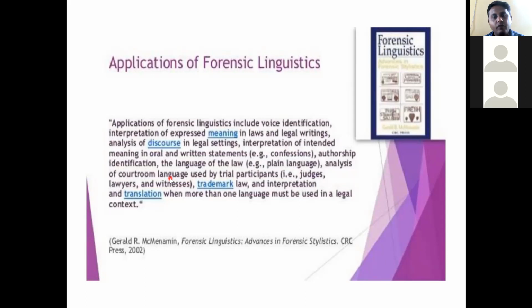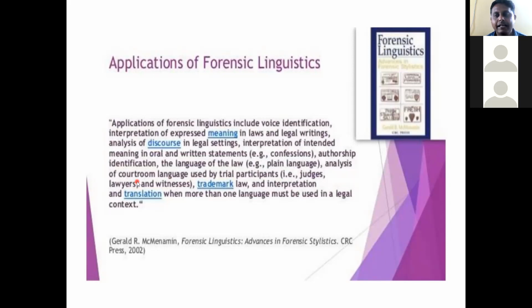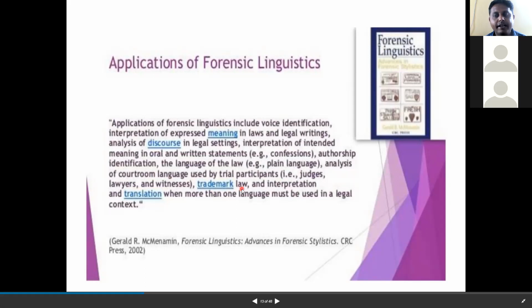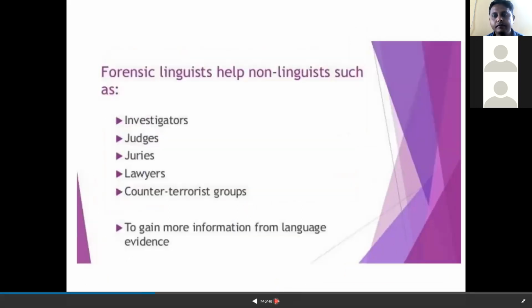Okay. Advocates use a certain type of language, language used by witnesses, language used by the judges, language used by the criminals, like that. Okay. Witnesses, how they answer the questions, right? कोर्टरूम मध्ये भाषा कशा पद्धतीने वापरली जात आहे त्याचाही अभ्यास कोण करते तर मग फॉरेन्सिक लिंग्विस्टिक्स करत असते. Trademark law and interpretation of translation when more than one language must be used in a legal context. So all these things are there, right? We need not go into deeper levels.